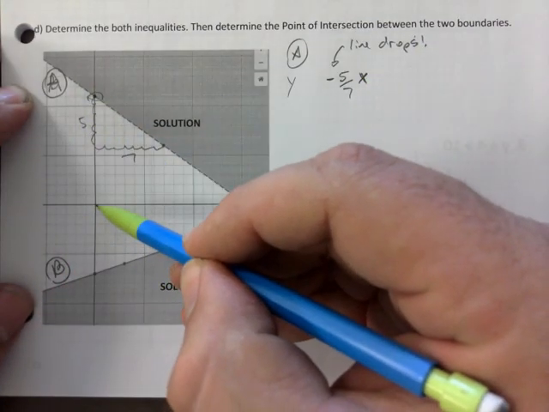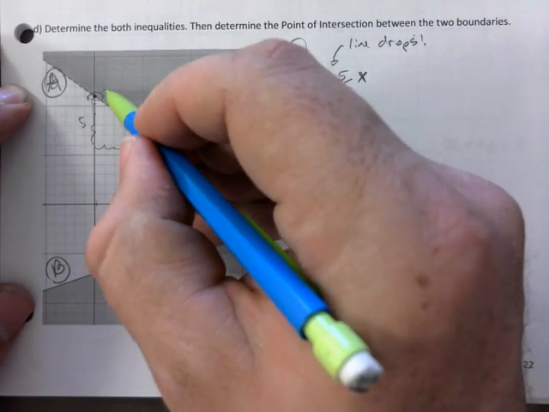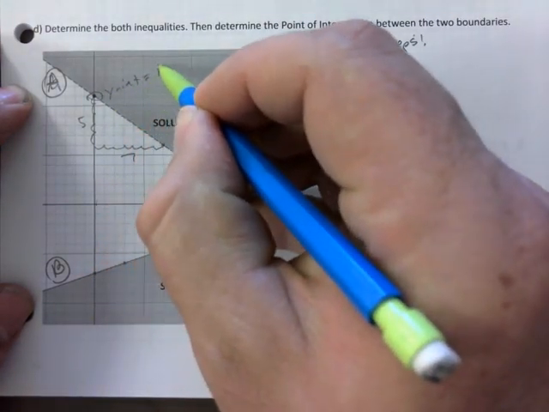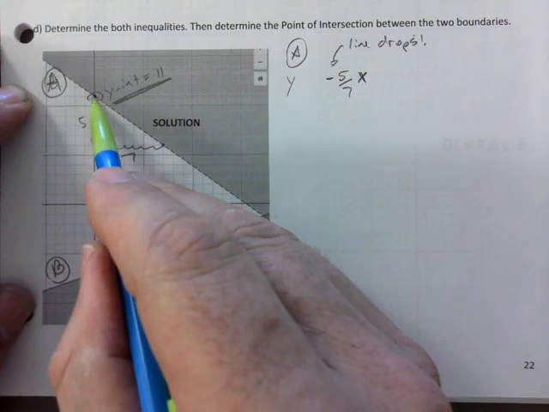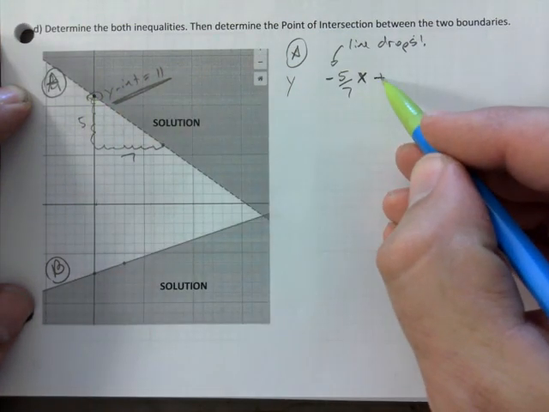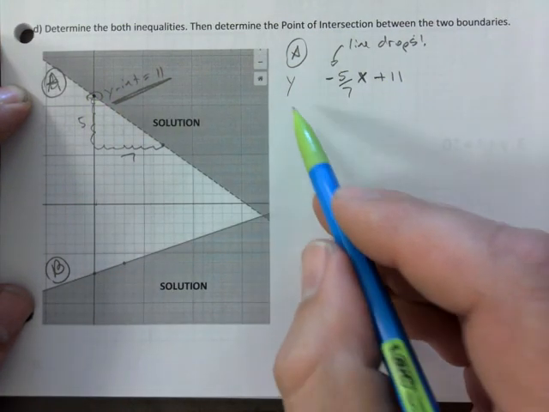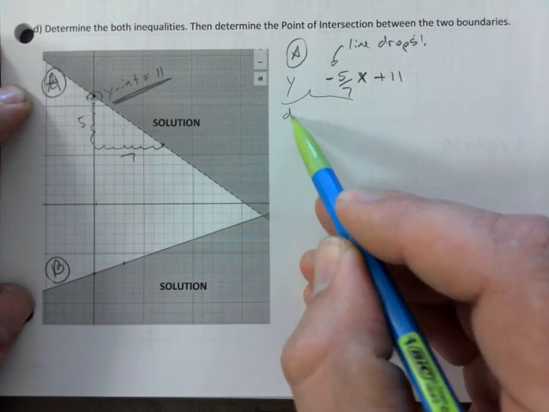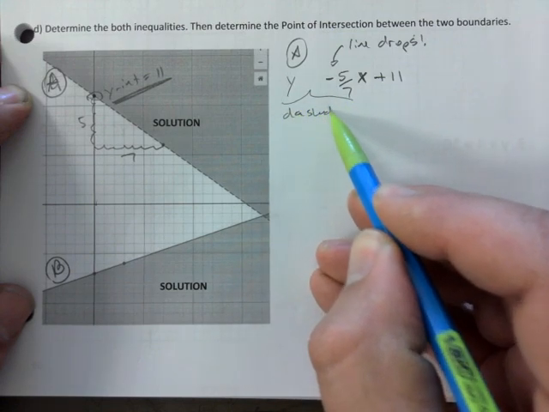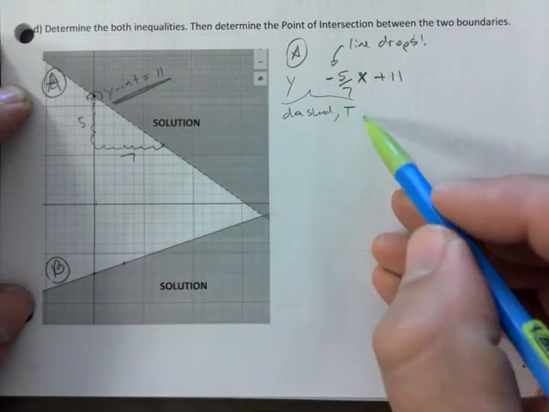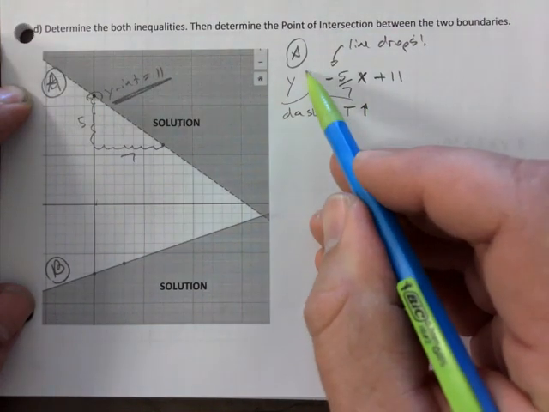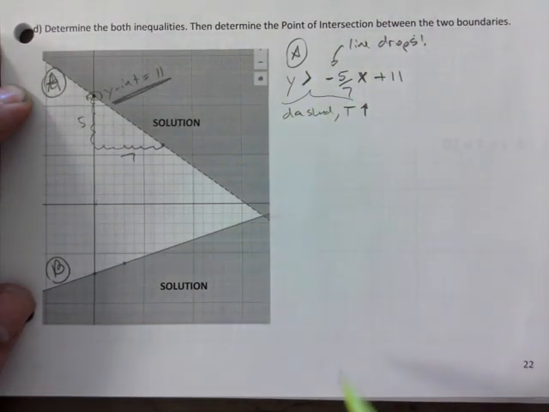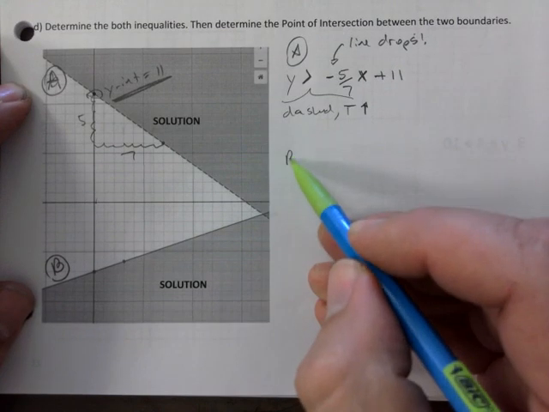And then the next thing is the y-intercept. You count from the origin all the way up. The y-intercept is 11. That's 0, 11, that coordinate. So you'd have to go plus 11 like this. And then you figure this one out. It's dashed, and the true region is above the line. Therefore this has to go like this. That would be your first inequality.